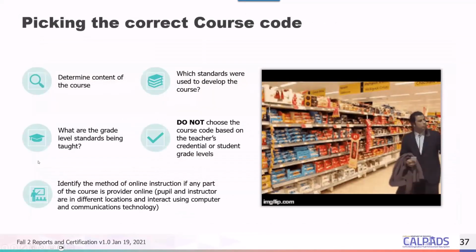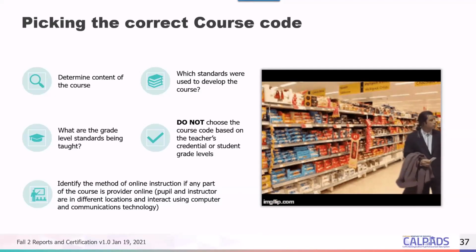So when you're picking the correct course, you want to determine the content of the course. And the best document to determine the content of the course is the CALPADS code set. Course group state is what the course codes are called. And there's a definition for each course. So your curriculum and instruction, if they're mapping courses, need to be aware of the CALPADS code set.